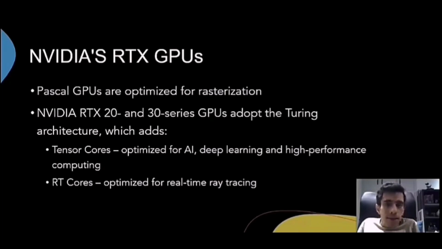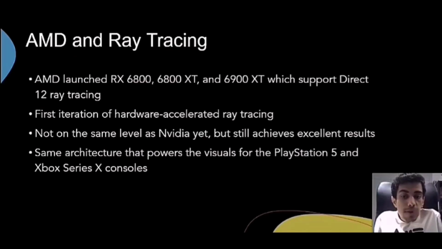Well, one answer to that is, of course, better hardware. So, traditional GPUs such as NVIDIA's Pascal GPUs are optimized to do rasterization, but aren't very optimized to do ray tracing. So, NVIDIA went and built the RTX series of GPUs based on the Turing architecture, which adds two things: tensor cores that are optimized for AI and deep learning, and RT cores that are optimized for real-time ray tracing. AMD have also built their own GPUs that are optimized for ray tracing.